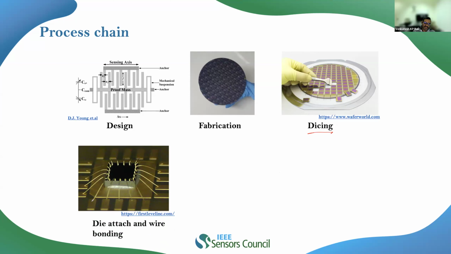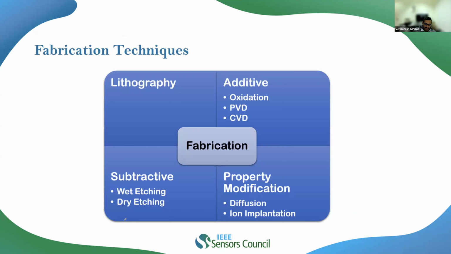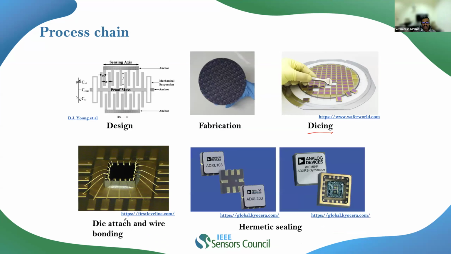After the dicing process, I will further die attach to the substrate and do the wire bonding. And then after the wire bonding, depending upon the application, I may even go forward for hermetic sealing. One of them, what you can see, is an ADXL accelerometer, right? Another one is an Analog Devices ADXL gyroscope under consideration. So these are the packaging considerations. Whenever you look at the process value chain here, you can see that we do have the packaging itself, right? So the majority of the cost will go with the packaging.